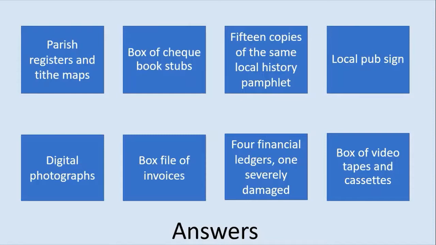Box of checkbook stubs. These may have limited research value compared to how much space they take up, so you may wish to take a sample of them and dispose of the rest. 15 copies of the same local history pamphlet. You could keep 2 or 3 of these, one for the archive and one for display or for handling. The rest could be returned to the donor, offered to another group, or disposed of.